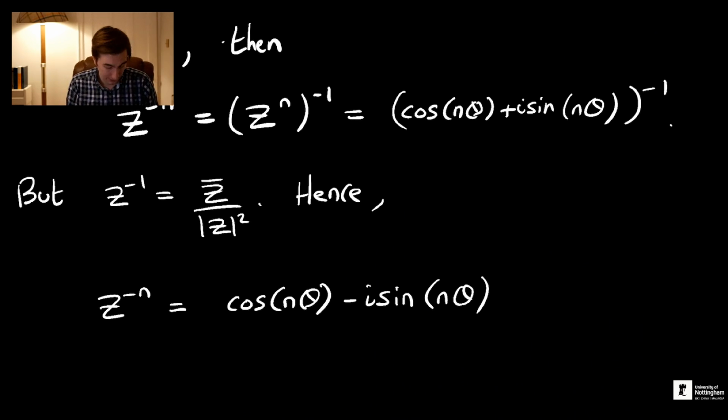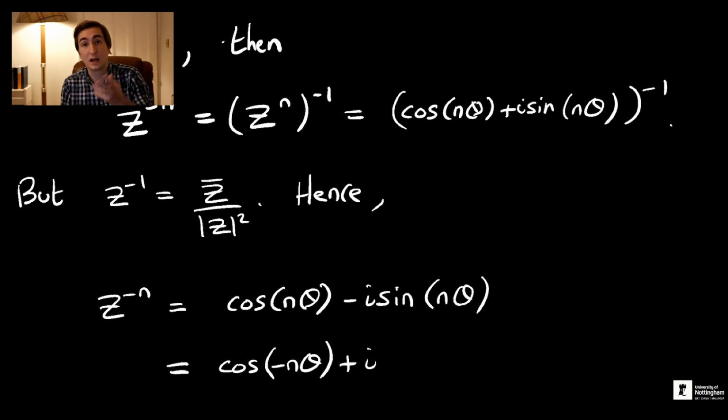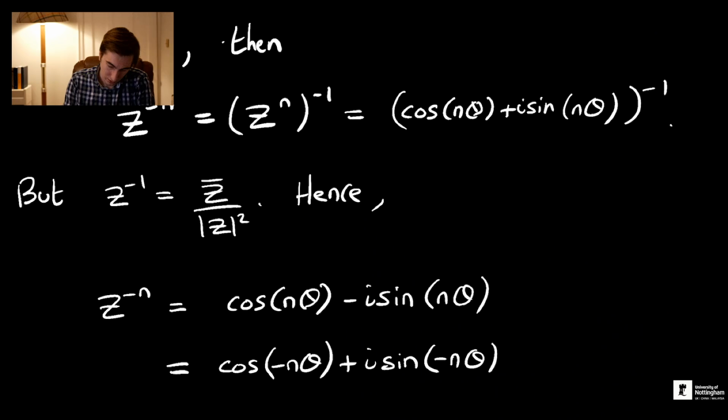Okay, now we can use the fact that cosine is an even function. In other words, cosine of theta is the same as cosine of minus theta, so we can put in a minus sign here and it's unchanged. And sine is an odd function, which means that sine of minus theta is equal to minus sine of theta, so we can take that minus sign inside to get this. In other words, we've got that z to the power of minus n is cosine of minus n theta plus i sine of minus n theta.